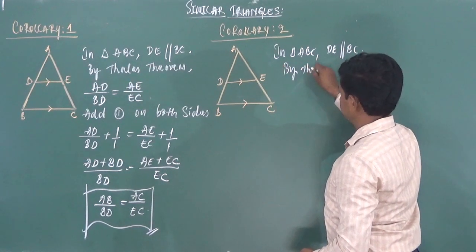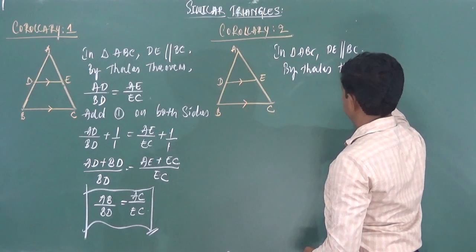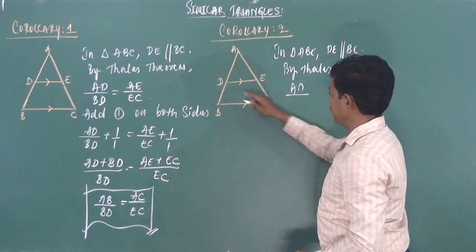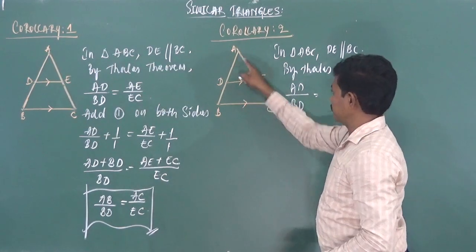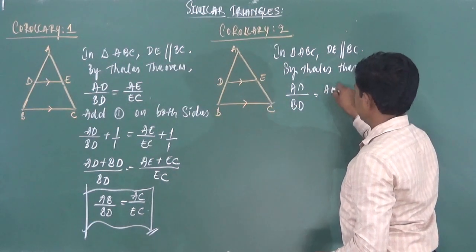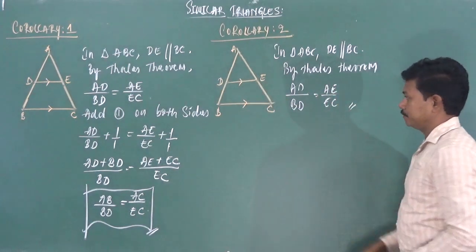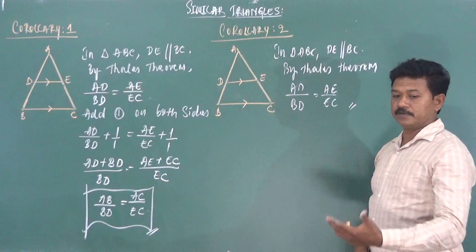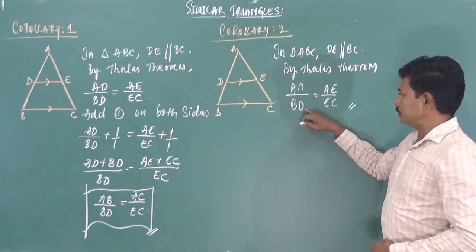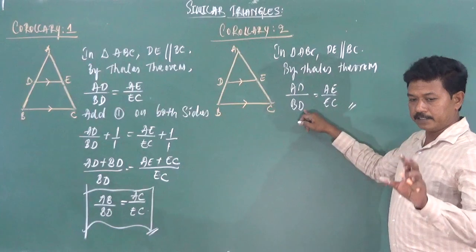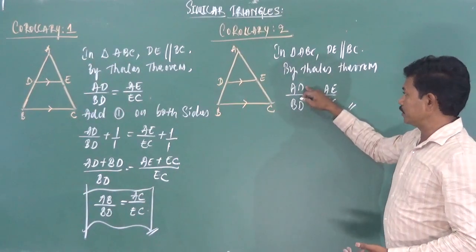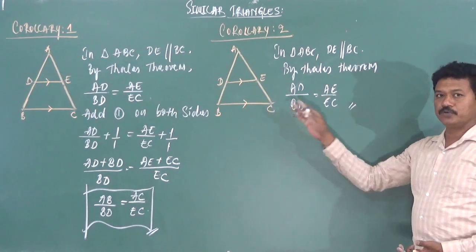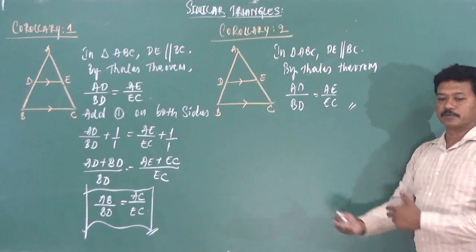By Thales theorem, AD by BD is equal to AE by EC. So this is according to Thales theorem. Right. Now, you have to listen very carefully. I want the numerator and denominator in the same place, but I want the numerator to get added to the denominator. Just what I did there, I have to do it here also. But it is a reverse process, right?